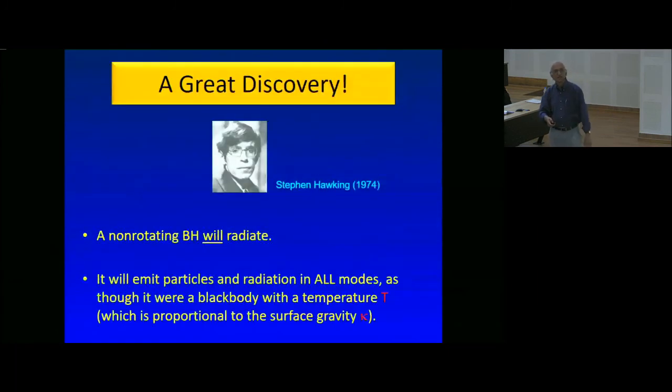So then, of course, as you all know, a few months later, Hawking made this remarkable discovery that a non-rotating black hole will radiate. It will emit particles and radiation in all modes, not just the analog of the superradiant mode, because this is not a rotating black hole anymore. It emits in all. But most surprisingly, it emitted radiation and particles as though it was an ordinary body with a temperature T, which is proportional to the surface gravity kappa. You remember from the first law of black hole mechanics, we had identified the temperature of a black hole with its surface gravity.